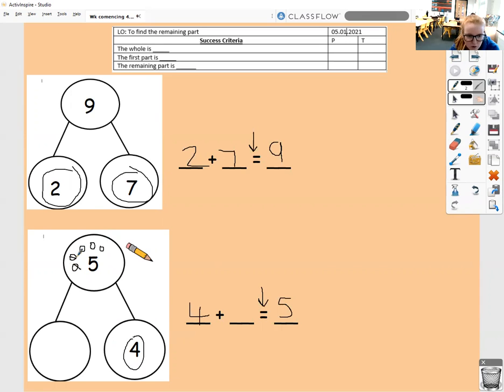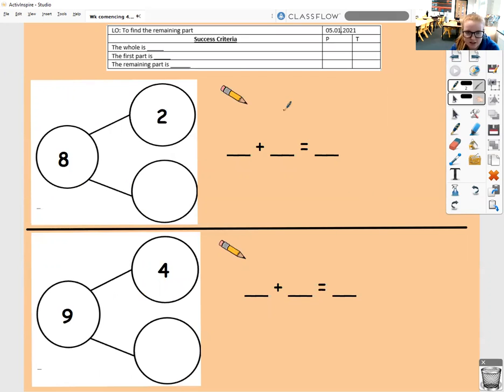I moved 4 to my first part. So 4 have gone to my first part. How many are left? 1 counter is left. 1 counter goes in my remaining part. The remaining part is 1. 4 plus 1 equals 5.